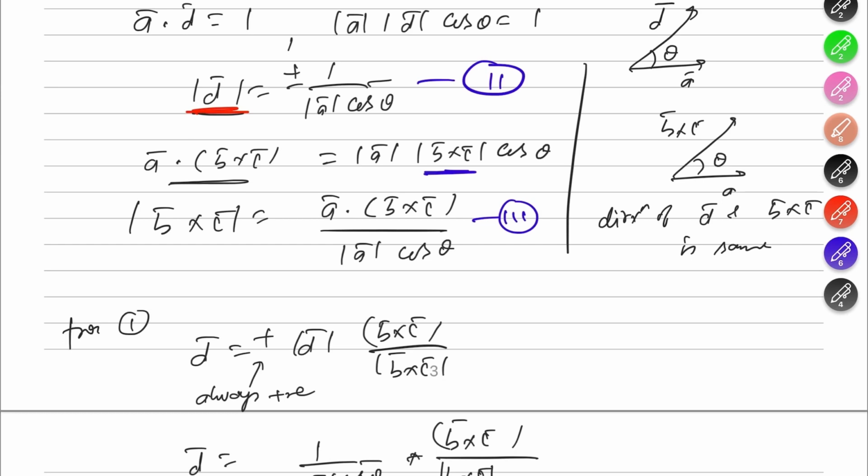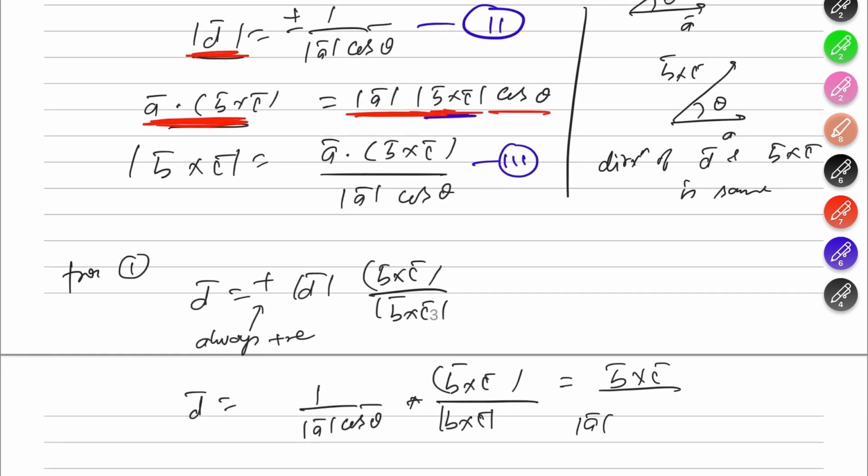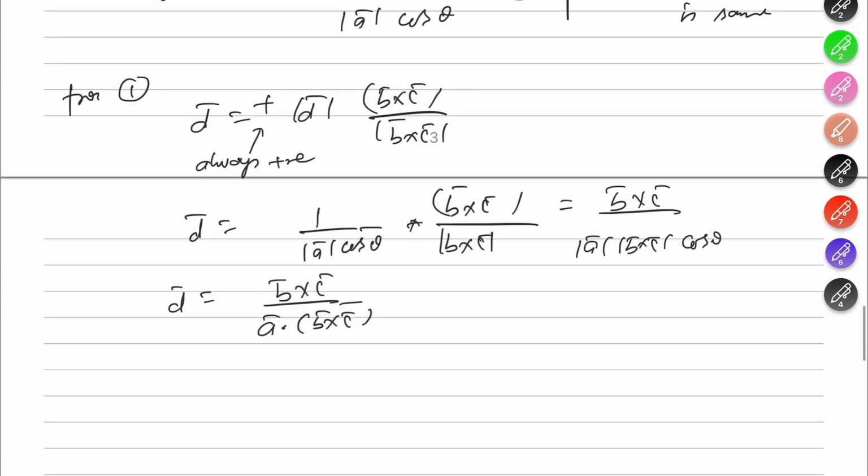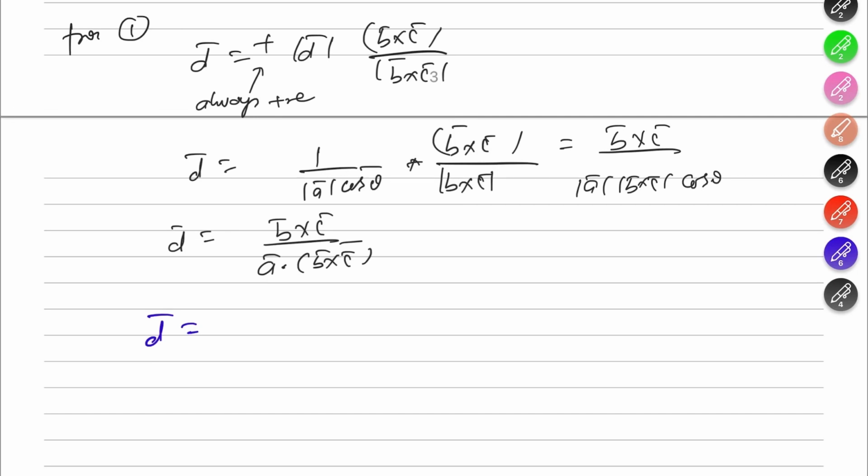Now observe what is happening here. If you look at this equation, A dot B cross C is magnitude of A, magnitude of B cos theta, and this is nothing but B cross C upon magnitude of A, magnitude of B cross C cos theta. So vector D is nothing but B cross C upon A dot B cross C, scalar triple product.